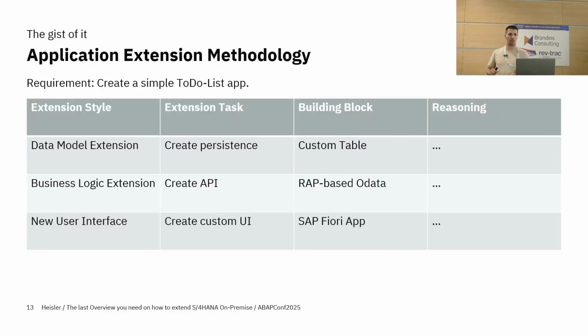a simple to-do list app would basically mean we need some kind of persistence to save our to-dos. We need a UI to present this data to the user and some way to move the data from the database to the UI, so an API. If we are just working with S/4HANA without any specialties like doing BTP, some fancy services from the BTP and so on, it's probably just a custom table, so normal Z table, RAP-based OData service, and a SAP Fiori app.